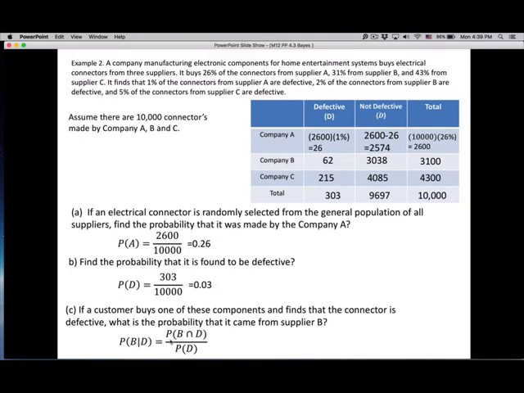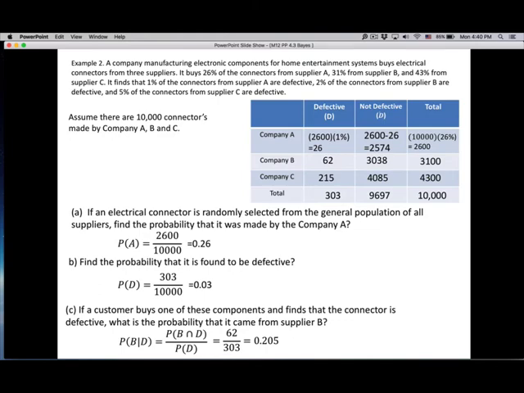And then we're gonna plug into the conditional probability. So now here we are looking for the probability that it's made by supplier B and defective. So made by supplier B and defective. Okay, defective, so it's gonna be 62. And then what is the total number of connectors that are defective? That'll be 303, right? So just plug it in. Then you're gonna get this answer.